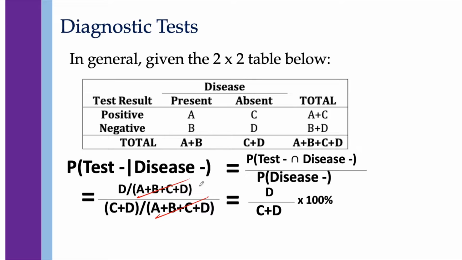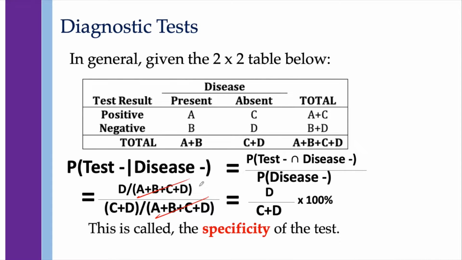We may multiply that by 100%. This is called the specificity of the test. It's the ability of the test to correctly identify those who really do not have the disease. In other words, it's the accuracy of the test in giving out negative results.